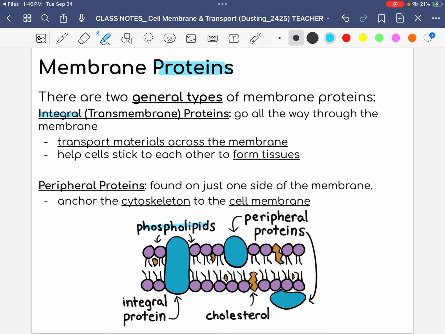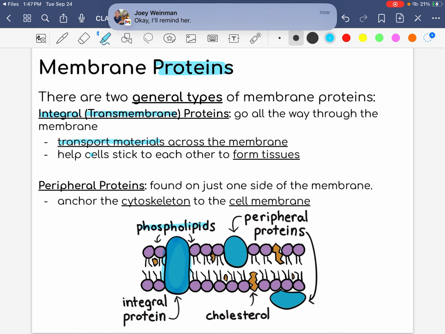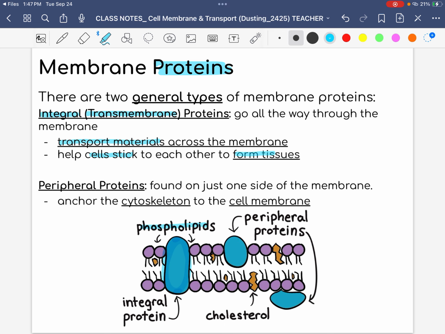There's integral, or we can also call them transmembrane proteins. They go across the cell membrane. So here's an example of an integral or a transmembrane protein. It goes all the way across from one side of the cell membrane to the other side of the cell membrane. So part of it is touching the extracellular environment, part of it is touching the cytoplasm. And some of the things that these do is that they can transport materials across the cell membrane, or they can help cells stick together to form tissues.